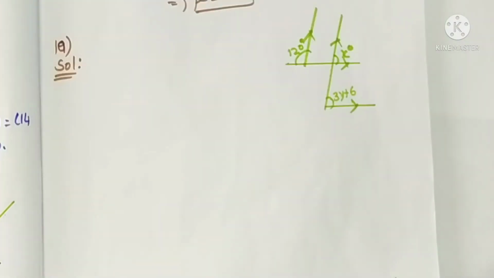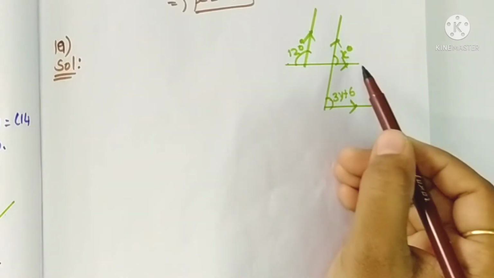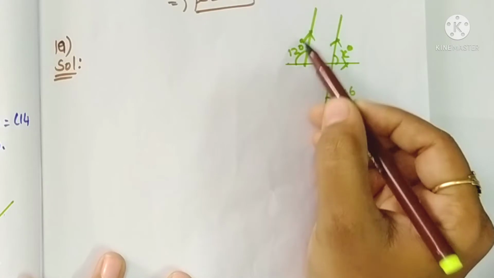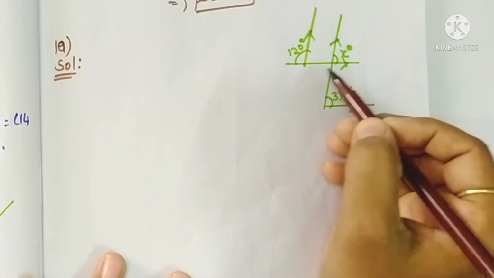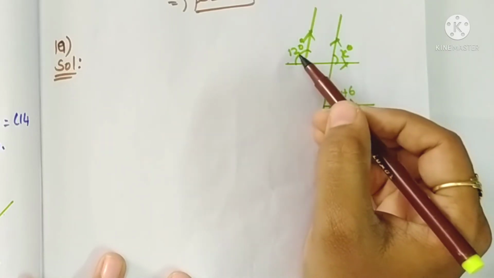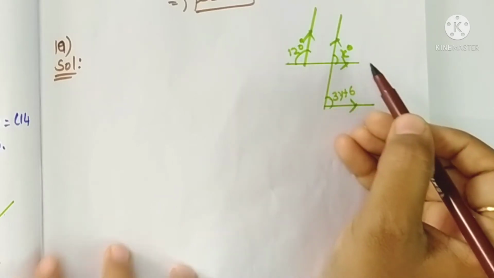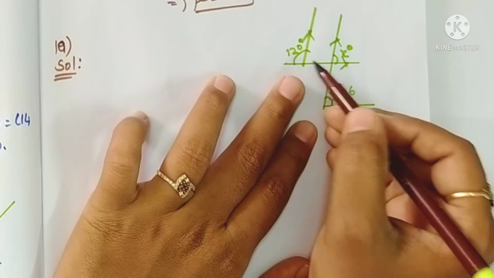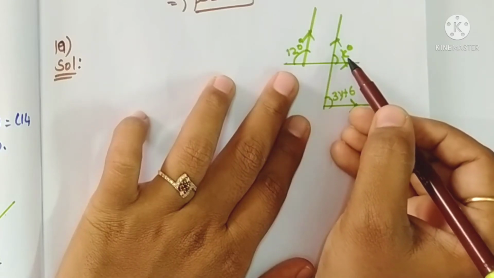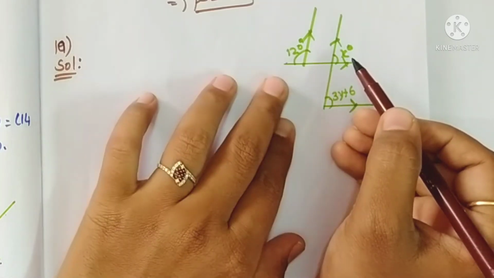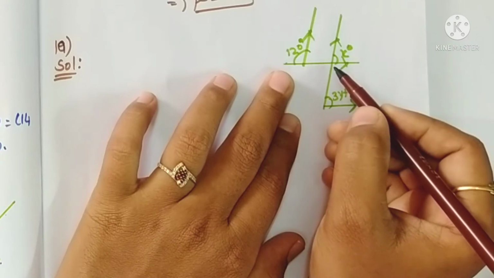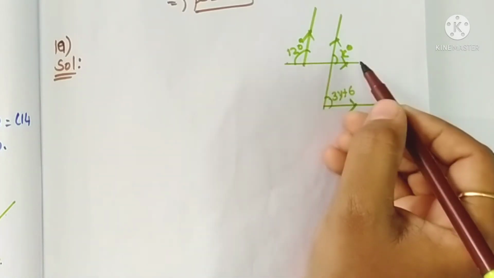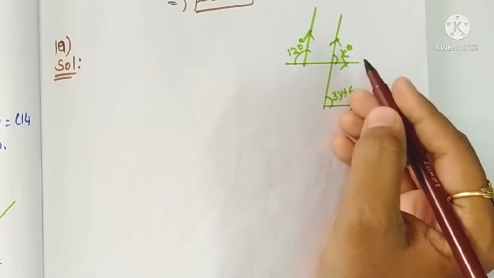Tenth problem. Find the values of x and y from the figure. These arrowhead lines are parallel and this is a transversal. 120 is an exterior angle and x is also an exterior angle. So these lie on the same side of the transversal, so these are co-exterior angles. We know co-exterior angles are supplementary. So if it is 120, we can say x is 60 degrees.